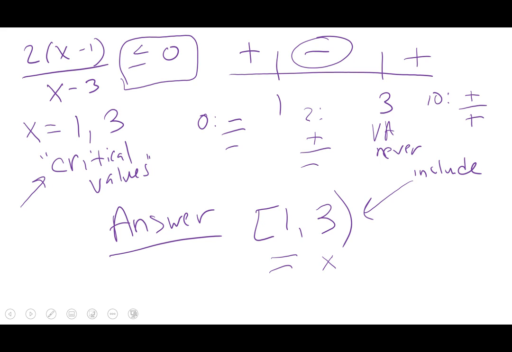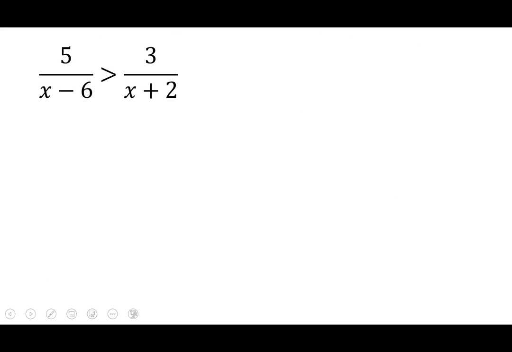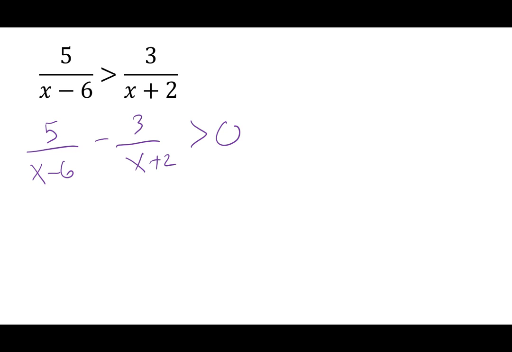So let's go ahead and try another one. So here in number 2, again, notice that they are on opposite sides, which as far as we're concerned, really doesn't help us. So we have to start by subtracting everything to one side, and I personally go left side. So 5 over x minus 6, and I'm going to add in parentheses, minus 3 over x plus 2, and now we're greater than 0.